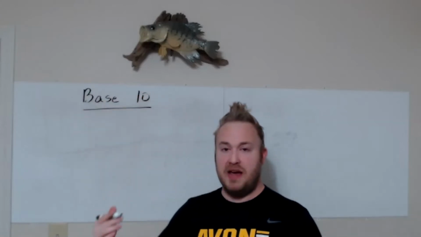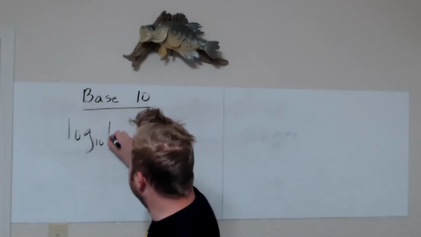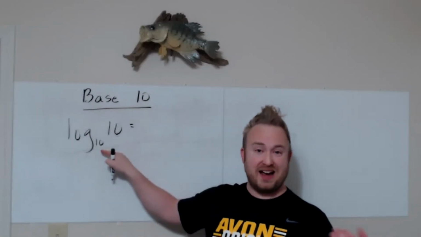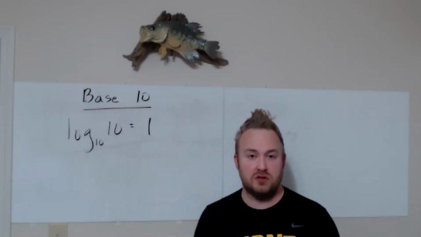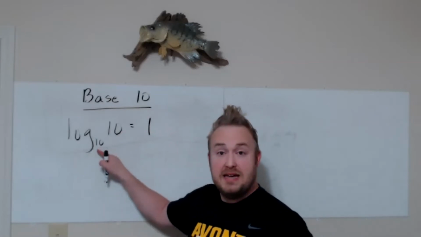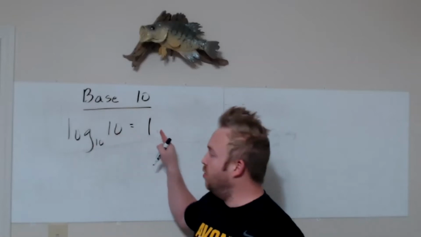Okay, so let's look at some base 10 logs. The log base 10 of 10. So that means if 10 is your base, what exponent gives you an answer of 10? Well, 1. 10 to the first is 10. By the way, let's point out that when your base and your power are the same, your exponent is always 1.